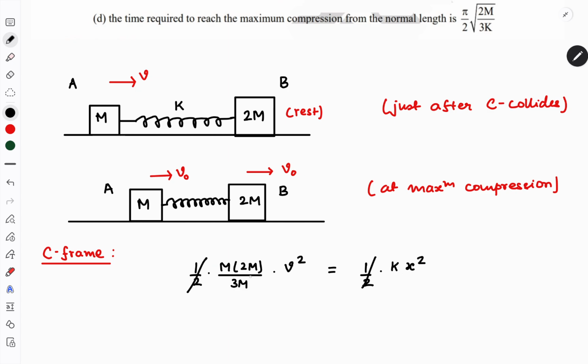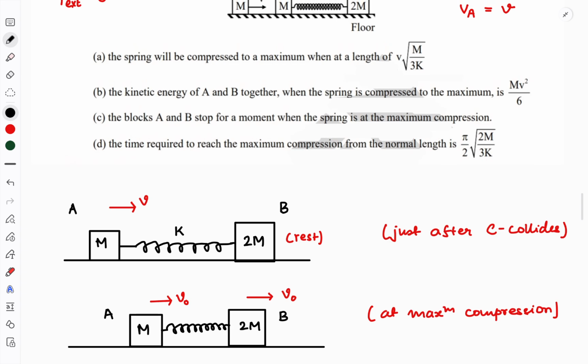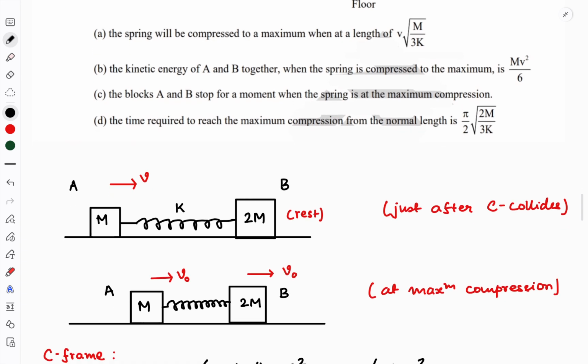If we solve for this, then we attain x square equal to 2mv square by 3k, and the square root of this value will give us the value of maximum compression or maximum elongation which is possible for the spring in this system. So over here, if we look at the options, we do not match with any of the options.